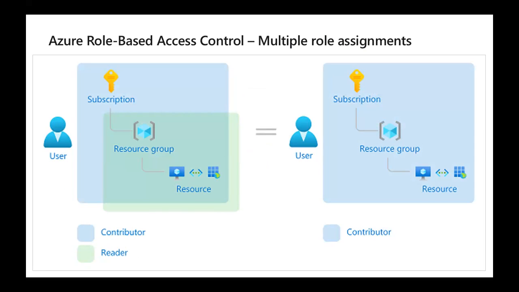Also, we can manage multiple role assignments. So what happens if we have multiple overlapping role assignments? The benefit of using Azure role-based access control is that this is an additive model. So our effective permissions are the sum of all our role assignments. So you can see right here, and also in the previous examples that we mentioned.